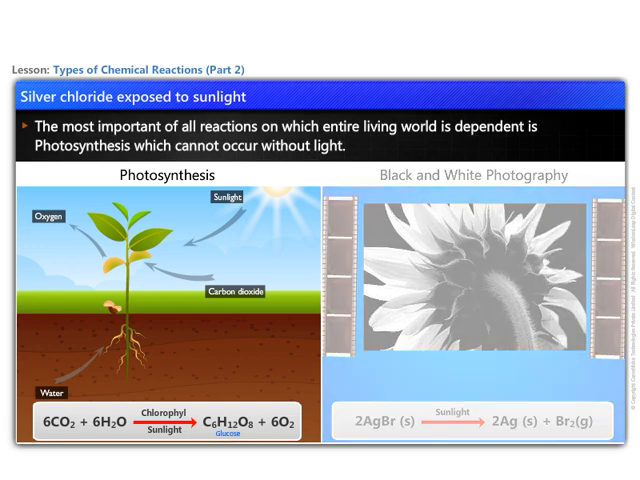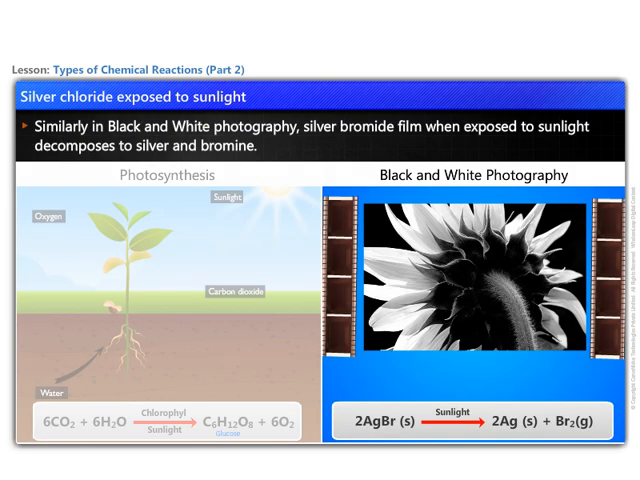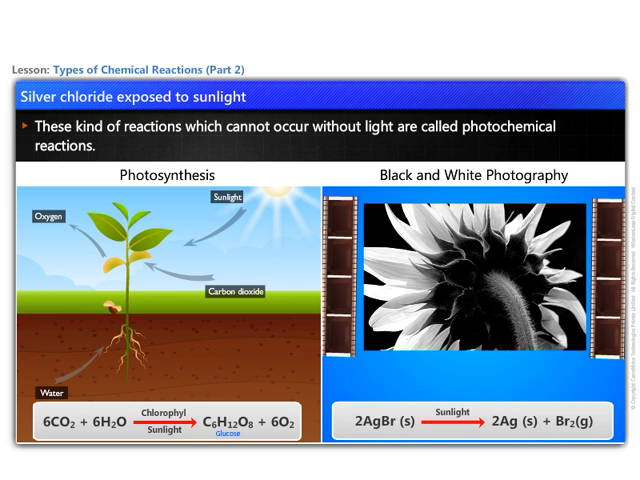The most important of all reactions on which the entire living world is dependent is photosynthesis, which cannot occur without light. Similarly, in black and white photography, silver bromide film, when exposed to sunlight, decomposes to silver and bromine. These kinds of reactions which cannot occur without light are called photochemical reactions.